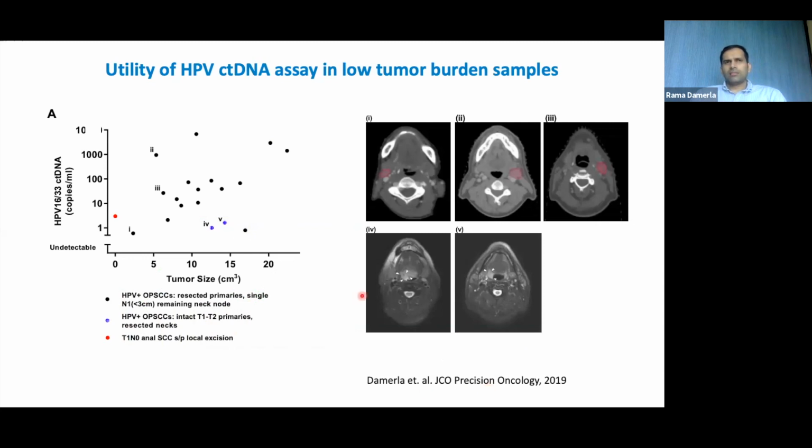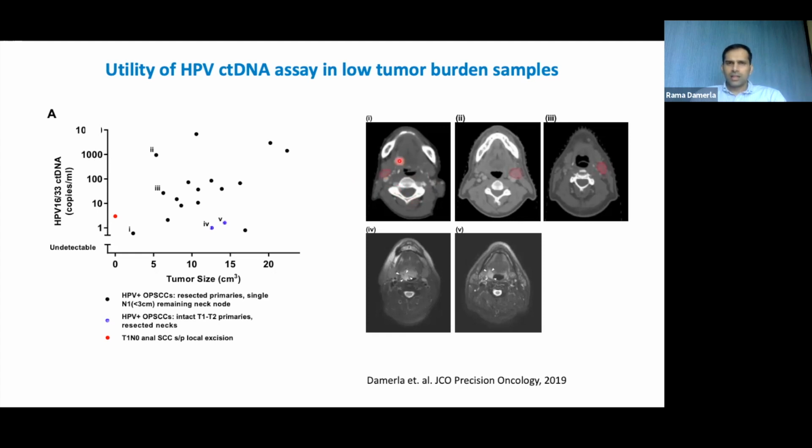We also wanted to really show that this test is useful in determining cancers at an earlier onset. So we used samples that had very low tumor burden, or samples that were resected, where surgery has been done to remove most of the tumor, but some of the tumor has been left behind.